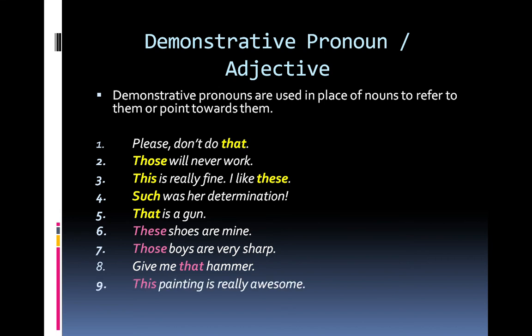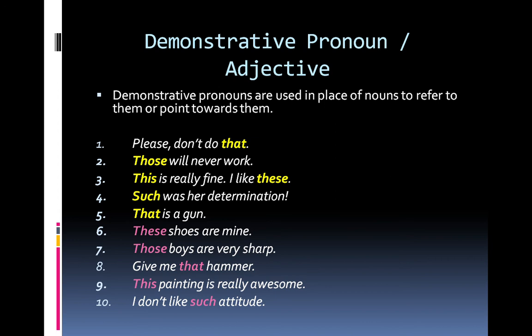This painting is really awesome. Painting is the noun and this is the adjective modifying this noun by pointing toward it, by referring to it, so demonstrative adjective. I don't like such attitude. So whenever such comes with a noun, it becomes demonstrative adjective. This is how you'll tell the difference between demonstrative pronouns and demonstrative adjectives.